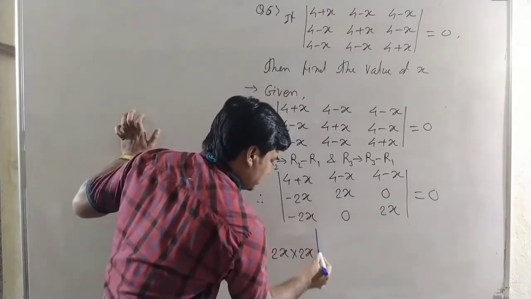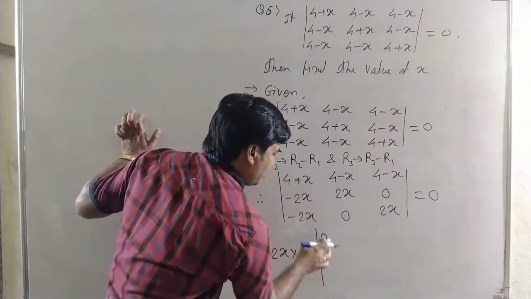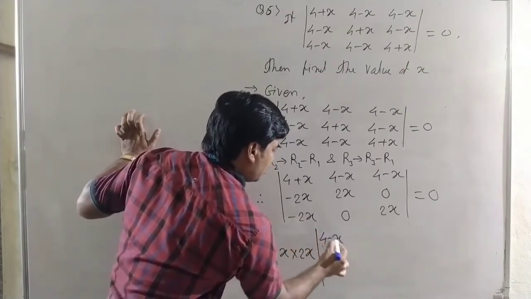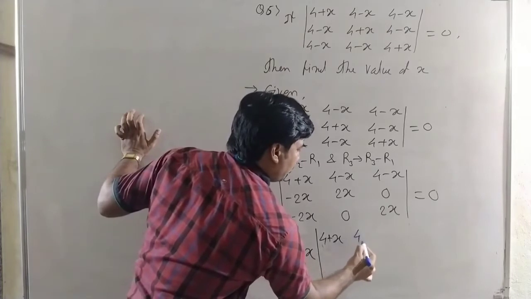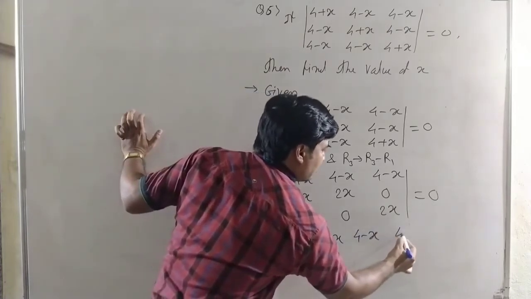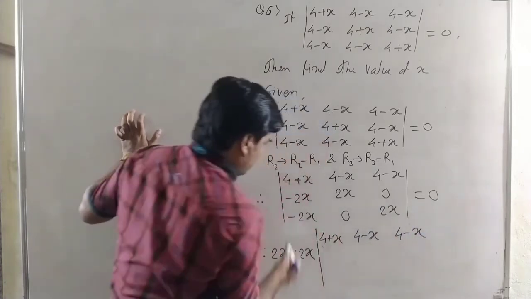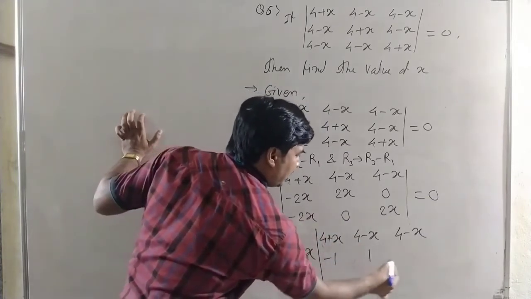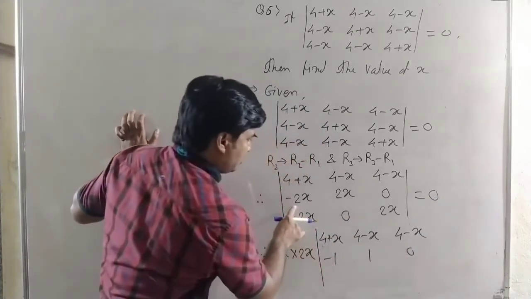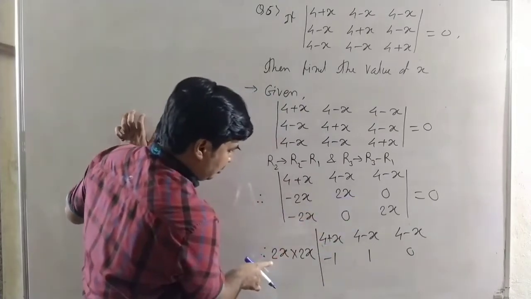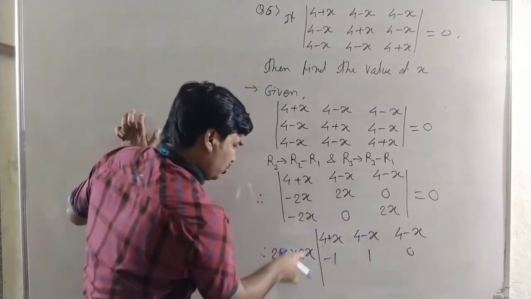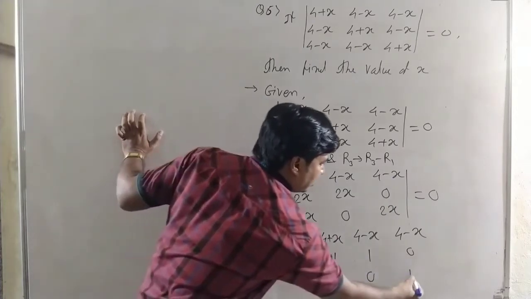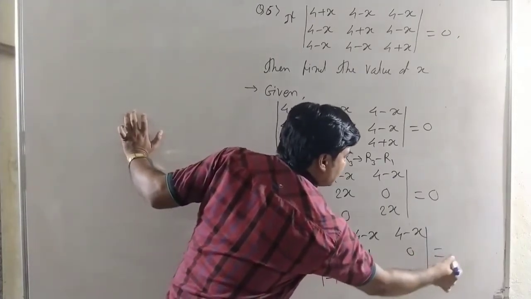Then the determinant is 4 plus x, 4 minus x, 4 minus x. Now we take common 2x, so here it is minus 1, 1, 0. We take 2x common, and from row 3 also we take common 2x. So again here minus 1, 0, 1, and the first row is 4 plus x, 4 minus x, 4 minus x.